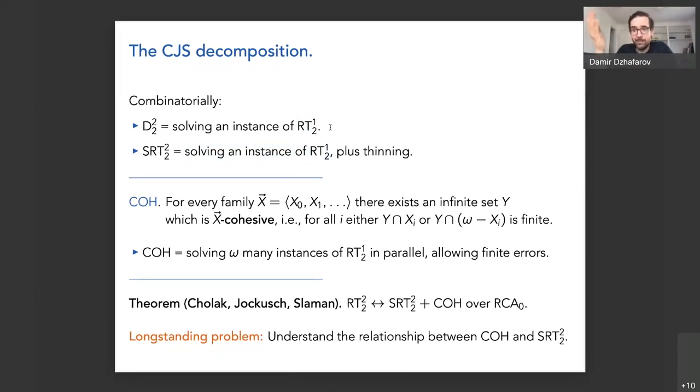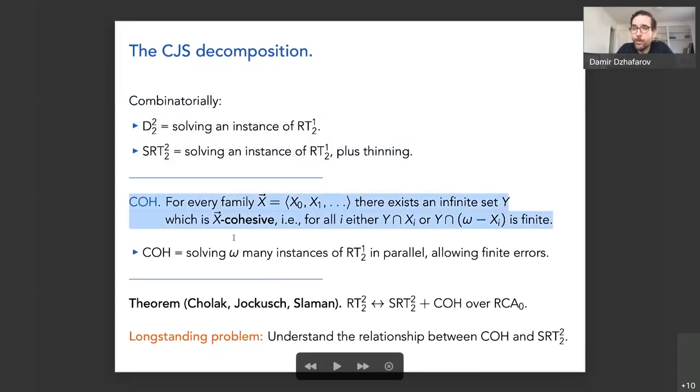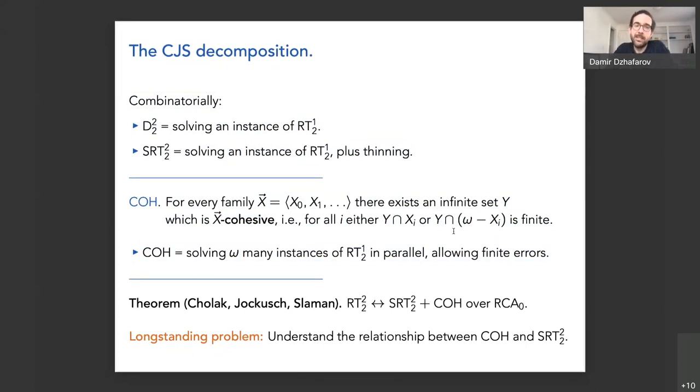But how do you get to that step where you can look at that post-processing? Well, first you need to pre-process it to get a nice coloring. And that corresponds to this principle called CO. So CO is a bit more difficult maybe to visualize, but here's what it is. Suppose you give me a family of subsets of the natural numbers, X0, X1. These can be finite or infinite subsets of numbers. Then CO says that there exists an infinite set Y, which is what we call cohesive for this family.